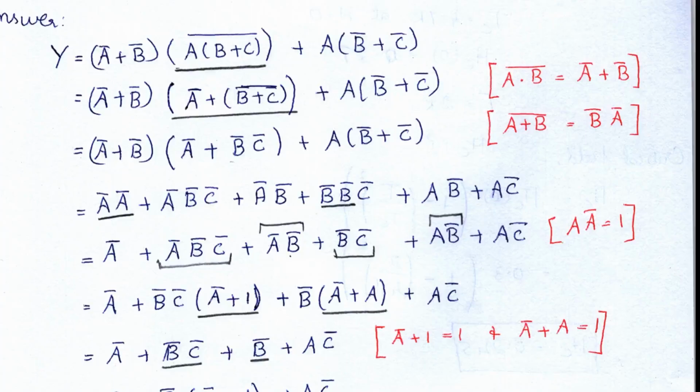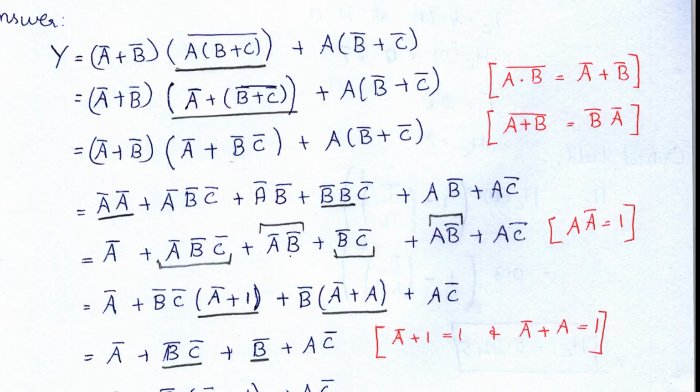So we have to simplify the given Boolean expression. Whenever a change has been done in the derivation, I have underlined the term, and in the right side corner I have given what is the formula used for. So the given expression is y is equal to A bar plus B bar into A B plus C the whole bar plus A into B bar plus C bar.